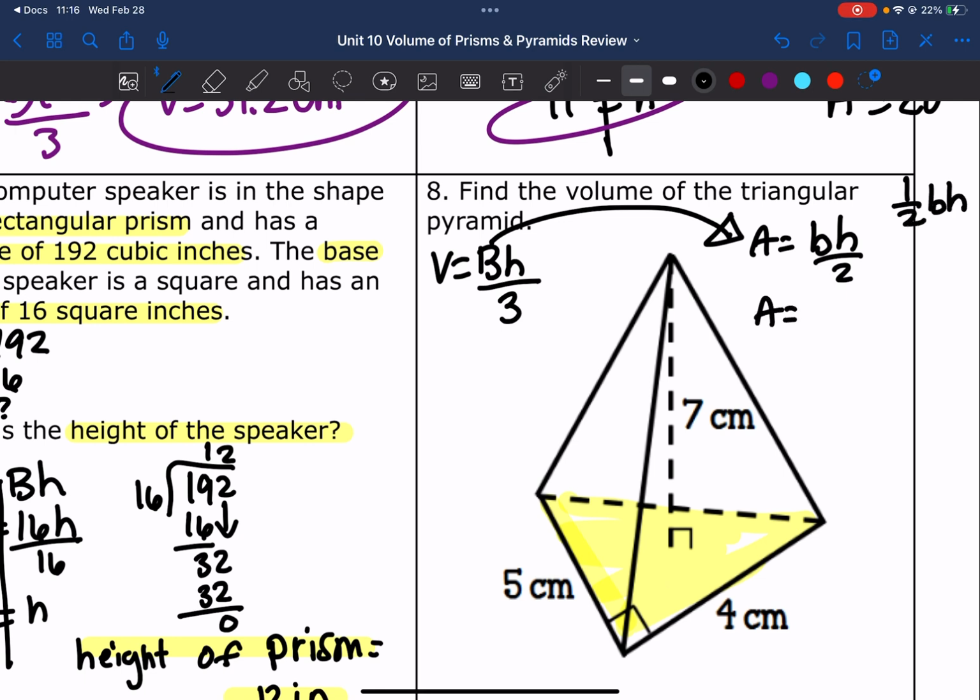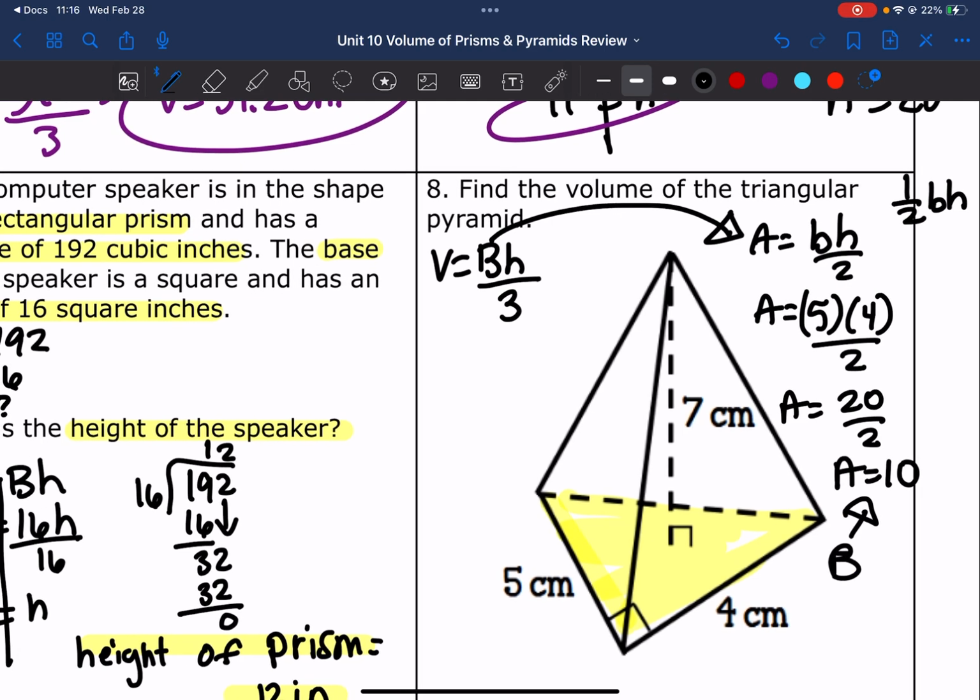Okay, area equals base, which is 5, times height, which is 4, all divided by 2. 5 times 4 is 20, divided by 2 is 10. Okay, so this, remember, is really capital B. Okay, so volume is equal to 10 times the height of the pyramid, which is 7, divided by 3. 10 times 7 is 70, divided by 3.